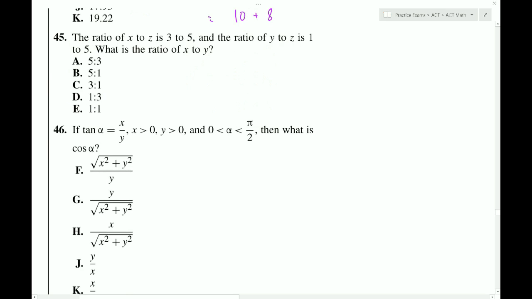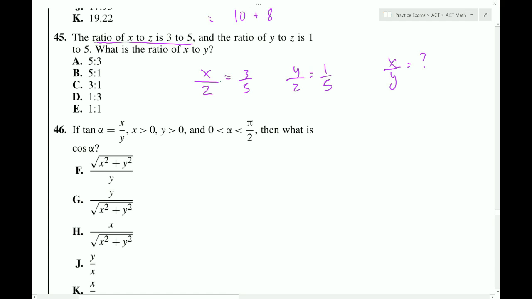The ratio of x to z is this. So the ratio of x to z is interpreted as x over z. It equals 3 to 5, 3 over 5. The ratio of y to z is 1 to 5. What is the ratio of x to y? Okay, x over y is question mark. Right, so it's very important to know, math English wise, what ratio means.